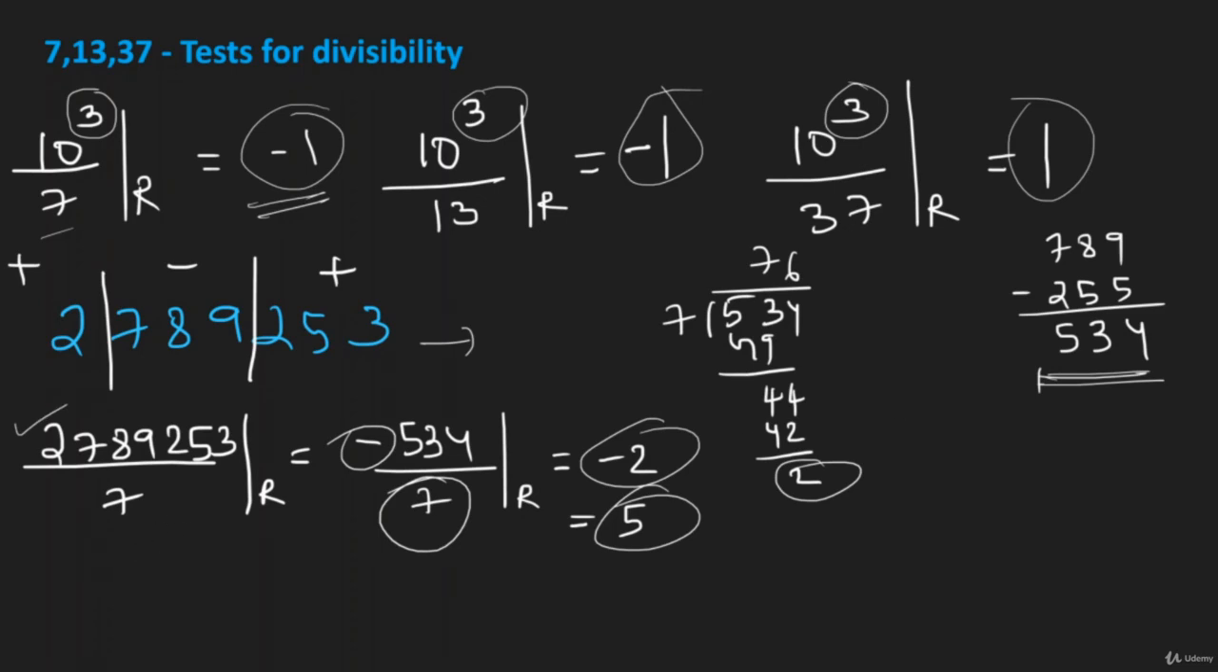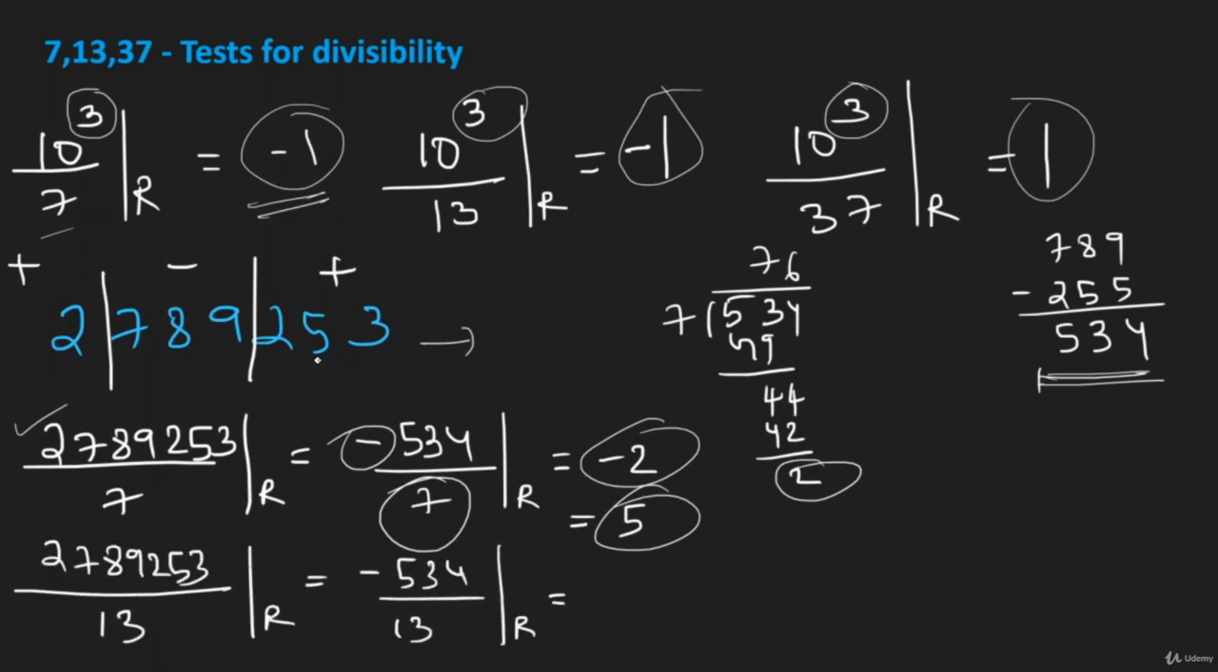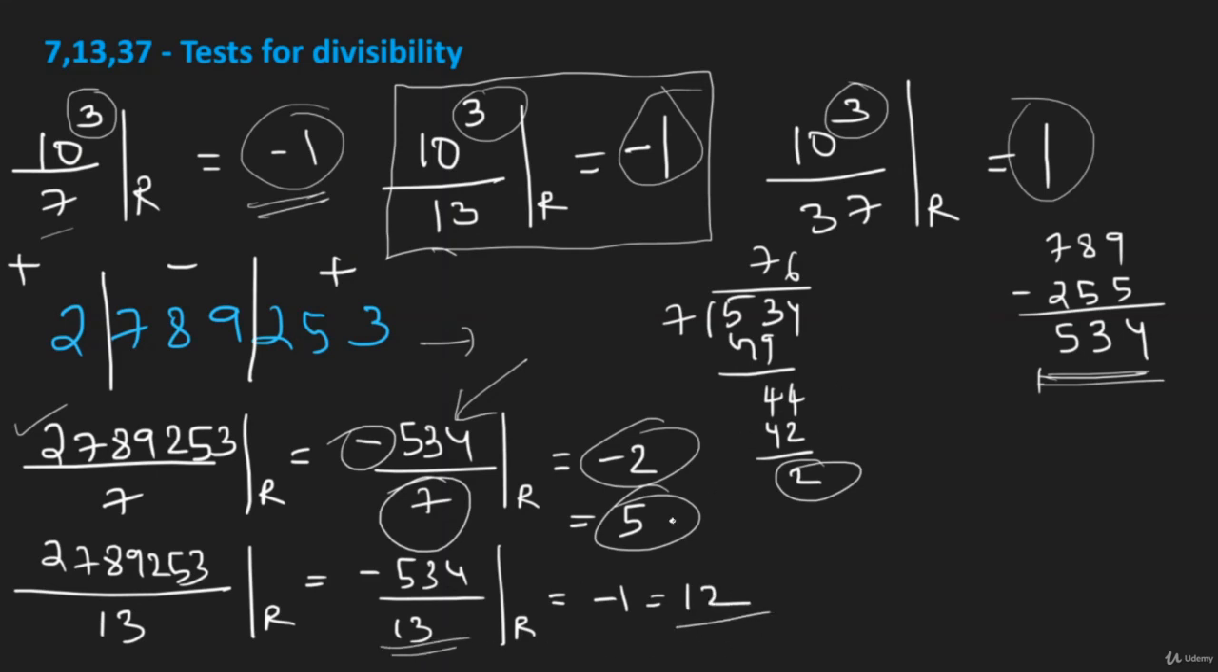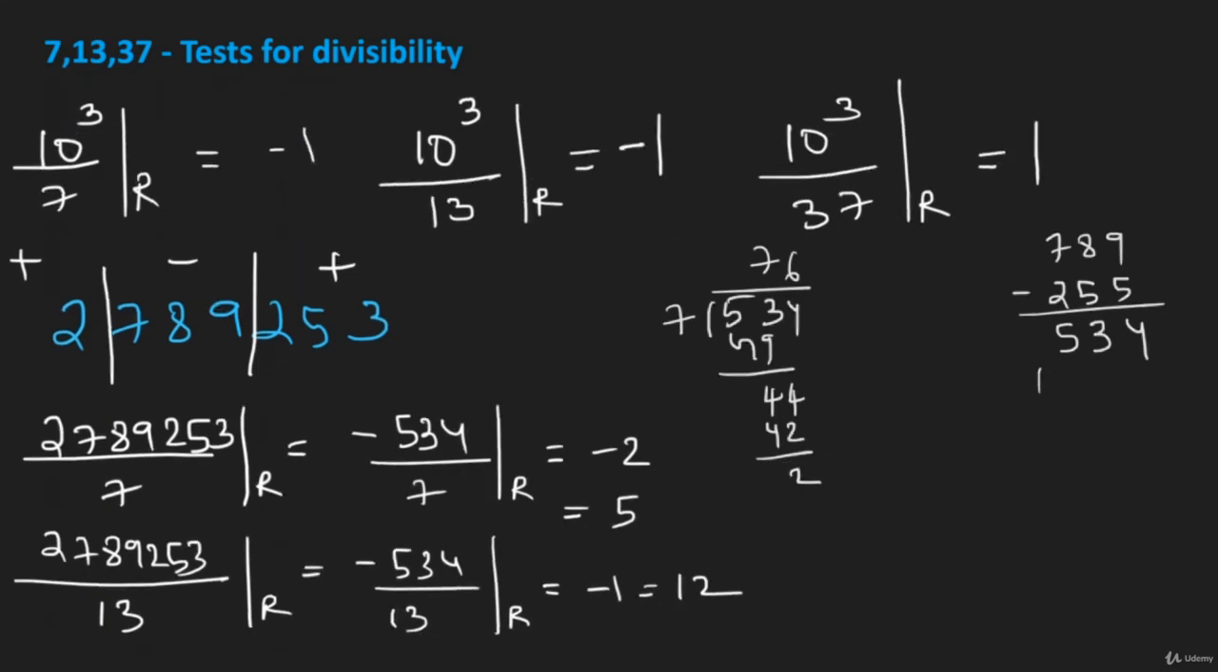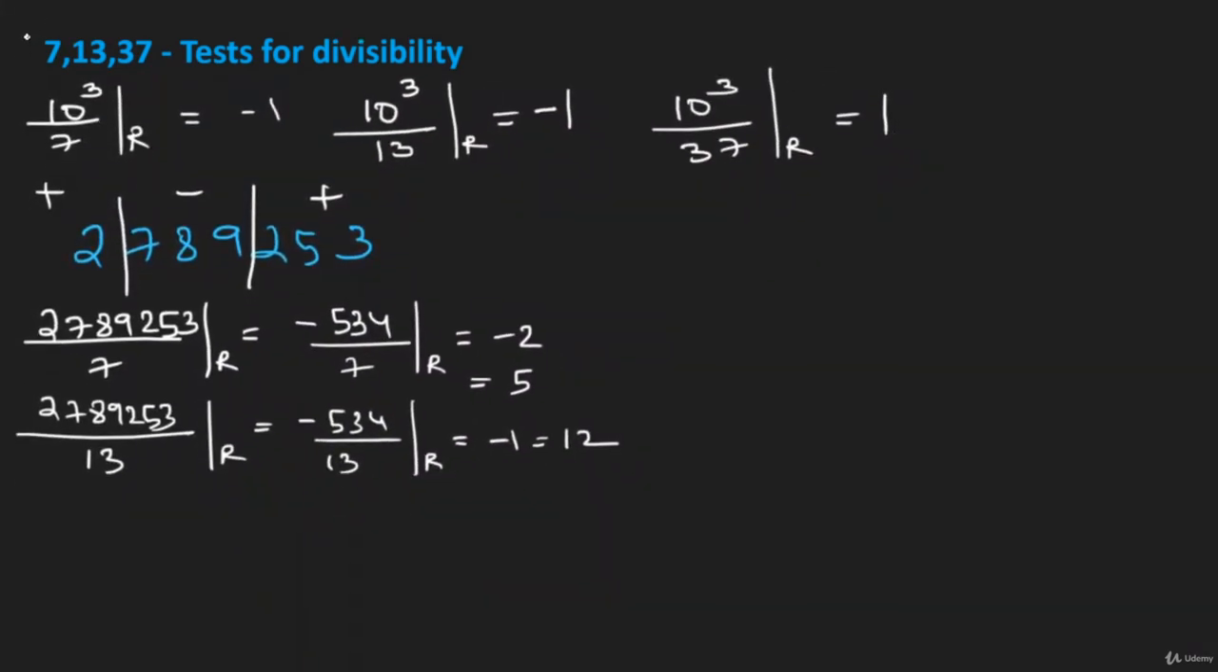Alright, now let's do the same for 2789253 divided by 13. Over here also, because it's for triplets and it's -1, it's the same rule. So you divide it into triplets, you give a plus over here, a minus over here, and a plus over here. That amounts to -534, just like what we did over here. And all we have to do is -534 by 13. If you do the division, you will get a remainder of -1, which is equal to a remainder of 12 when the divisor is 13. Alright, so we have successfully established a rule for checking the divisibility of 7 and 13, and we have done one example for each of these.